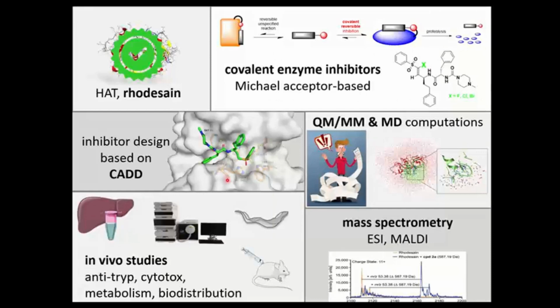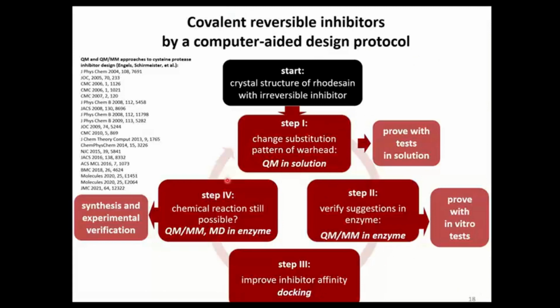So after this introduction to covalent enzyme inhibitors, I will come to the inhibitor design based on computational methods. We came up with a computer-based design protocol, which starts with the crystal structure of K11777 with Rhodesain. In a first step, we took the warhead, namely the vinyl sulfone. We changed the substitution pattern of this warhead, and the reaction with a low molecular weight thiol or thiolate was computed in solution to predict which warhead might be suitable to be switched into a covalent reversible warhead. These predictions were synthesized, and the reactions were performed in solution to verify the computational predictions.